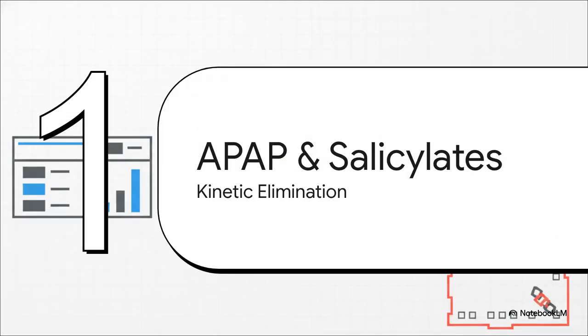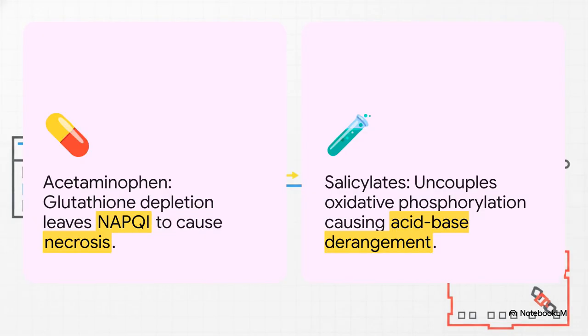Module 3. Acetaminophen and salicylates, the kinetic elimination forks. All right, here we encounter a bit of a paradigm shift. We're moving away from simply blocking enzymes and stepping into the realm of optimizing kinetic elimination. With acetaminophen, or APAP, toxicity is driven by the depletion of glutathione stores in the liver. This leaves its toxic metabolite, NAPQI, totally free to cause catastrophic centrilobular necrosis.